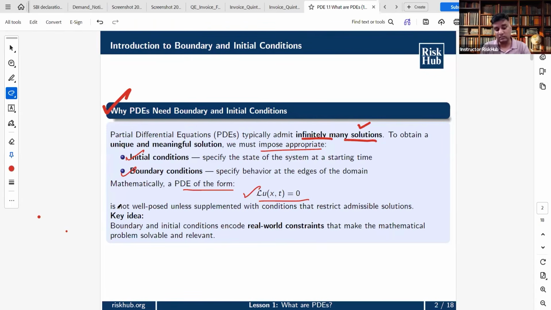So the PDE is like the engine, but boundary and initial conditions are the roadmap, right? So again, the key idea: boundary and initial conditions encode real-world constraints that make the mathematical problem solvable and relevant, right? The problem is not well posed unless supplemented with conditions that give a unique, admissible solution.